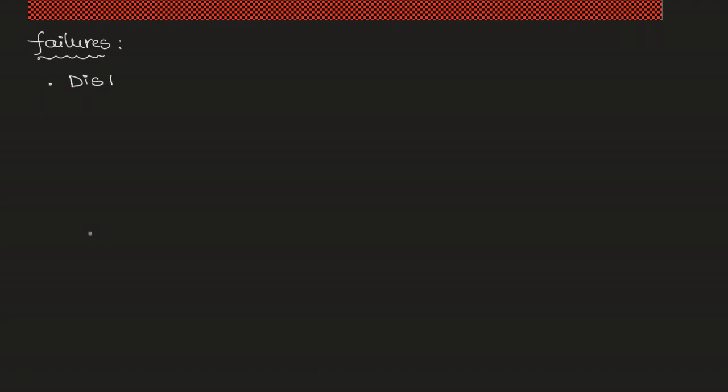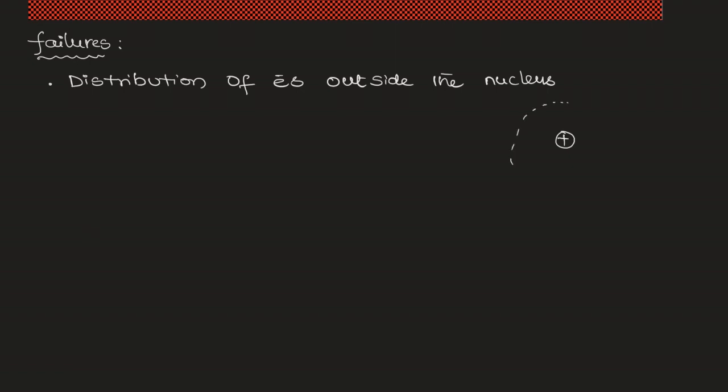the distribution of electrons outside the nucleus. Though he gave one statement like this, electrons revolve around the nucleus in circular paths. According to classical theory, if any charged particle is moving in a circular path, it must lose its energy continuously and has to fall. So the electron's velocity must decrease and it has to fall inside the nucleus, but that was not happening.